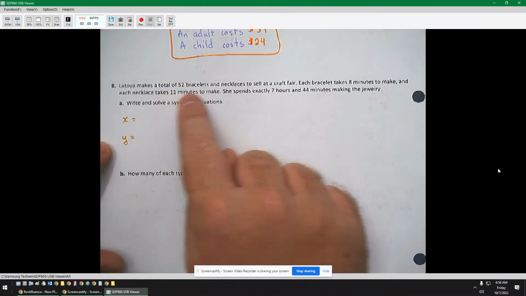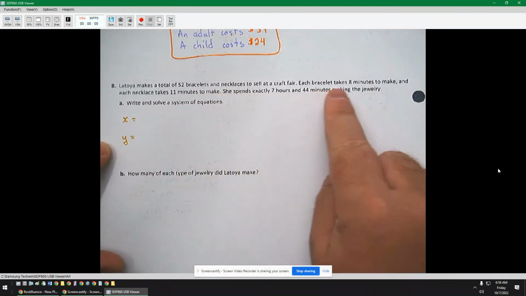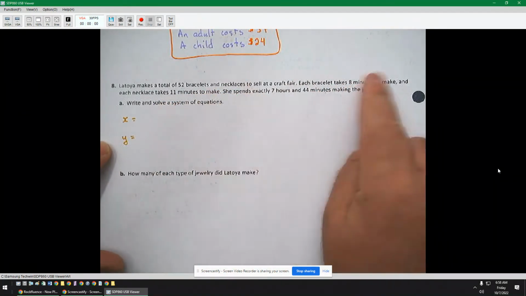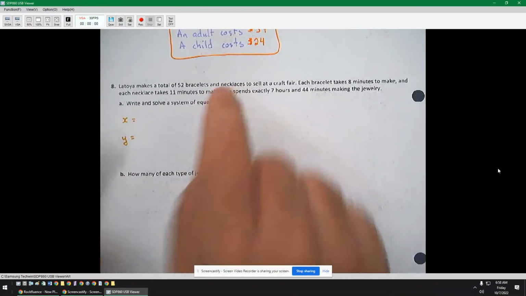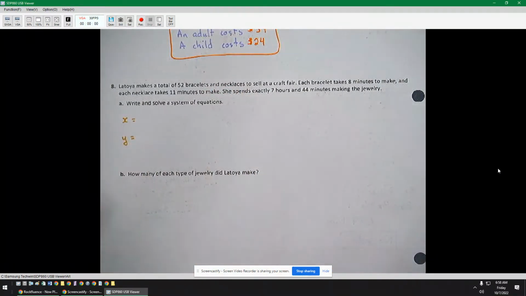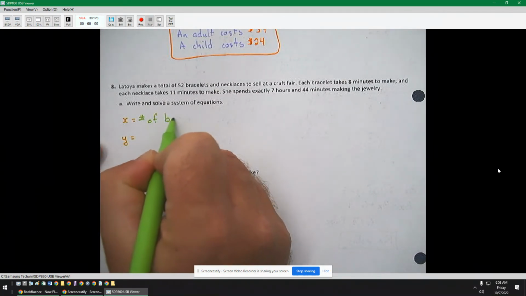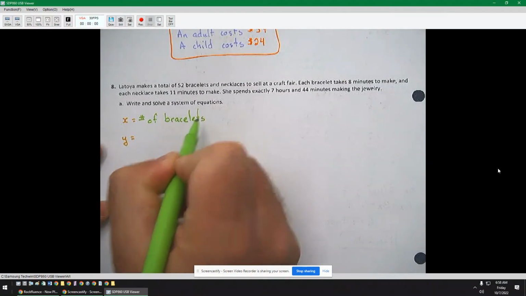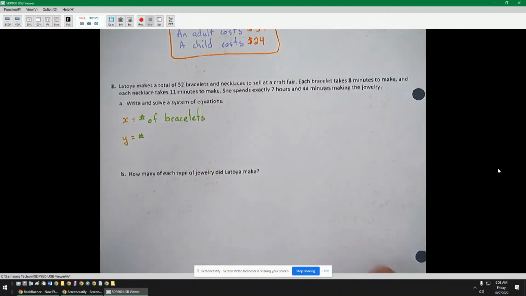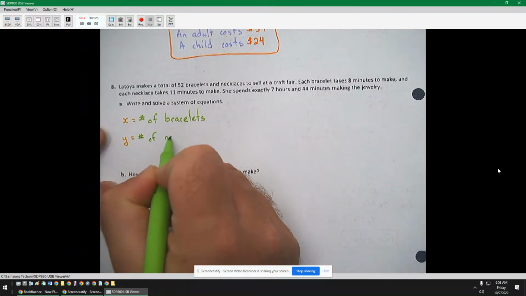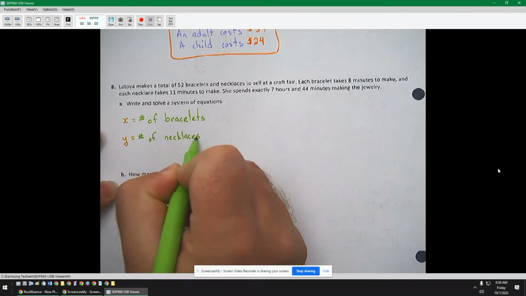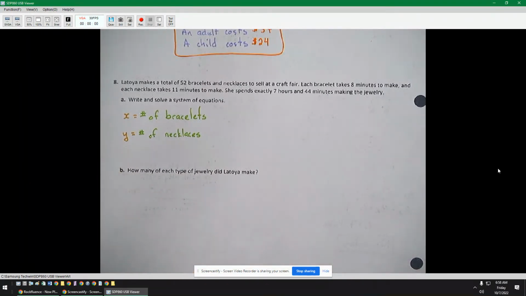All right, so what we don't know, so she's making bracelets and necklaces. We know how long it takes to make everything, but what we don't know is how many of each one. So X is going to stand for the number of bracelets. Y is the number of necklaces. Okay, now we've got that out of the way. Now we know what our variables are. I'm going to encourage you to pause here and try to write up your system of equations.